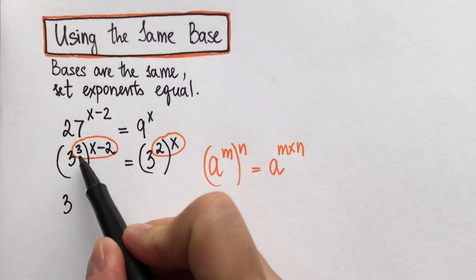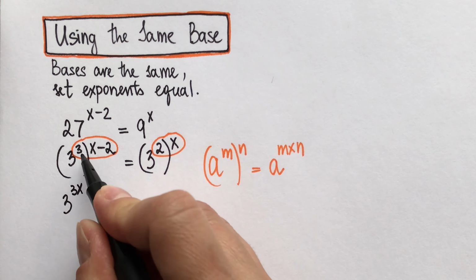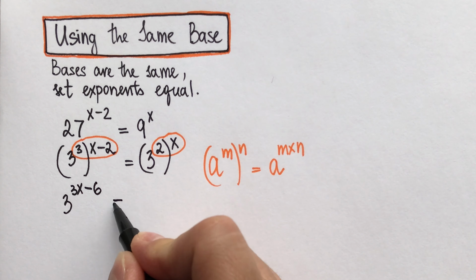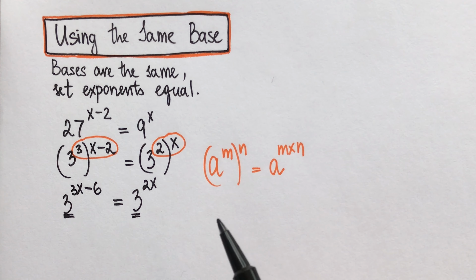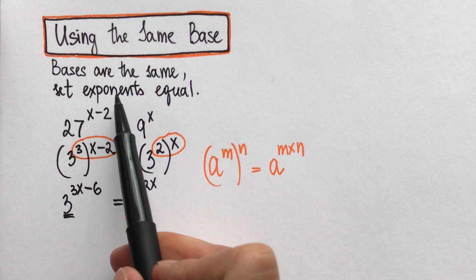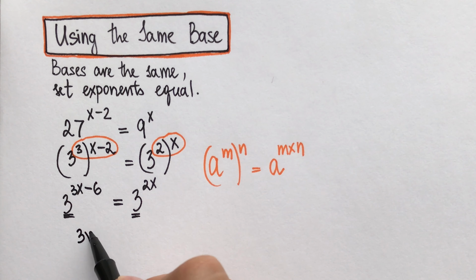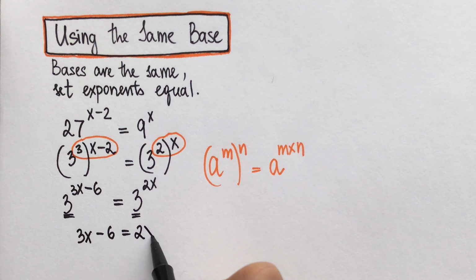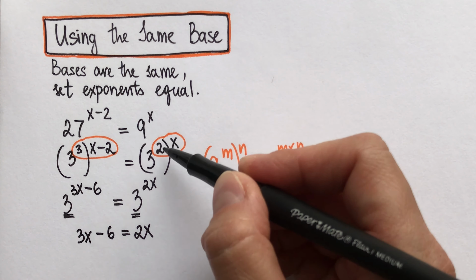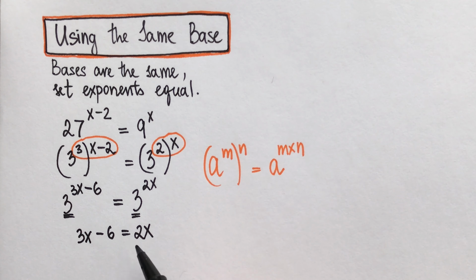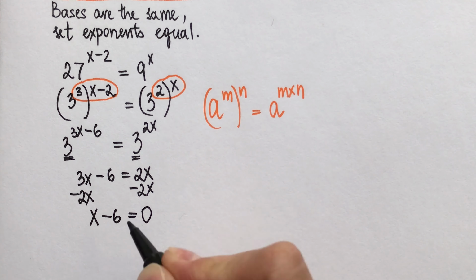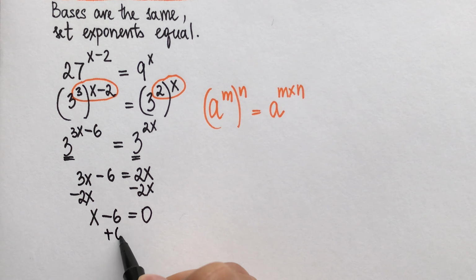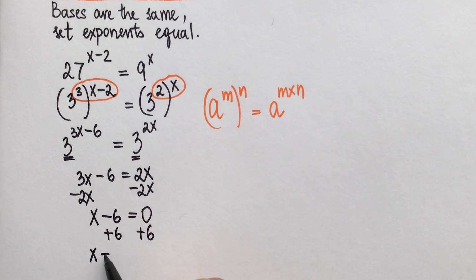So 3 to the power of 3 times x, 3x. 3 times negative 2, negative 6. On the other side, we have 3 to the power of 2x. Look, we got the same base on both sides. Since the bases are the same, we set the exponents equal. So we have 3x minus 6 equals 2x. Look, we had an exponential equation and now we have a linear equation. We subtract 2x from both sides in order to collect the variable on the left. We have x minus 6 equals 0. That's right, we add 6 to both sides. And our x equals 6.